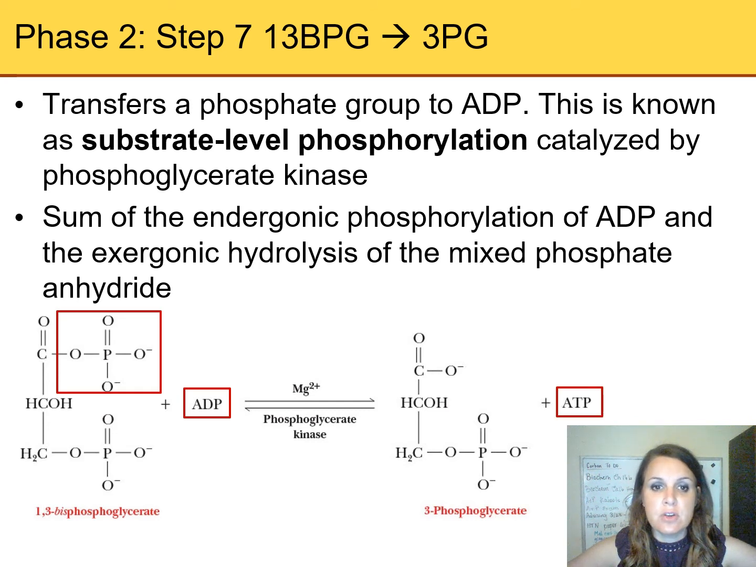And in the future, we're going to learn about oxidative phosphorylation that occurs in the electron transport chain. So this is very different. This is going to be taking that phosphate from a molecule and adding it to ADP. Ultimately, the sum of the endergonic phosphorylation of ADP and the exergonic hydrolysis of the mixed phosphate anhydride are what's going to give you the delta G for this reaction.